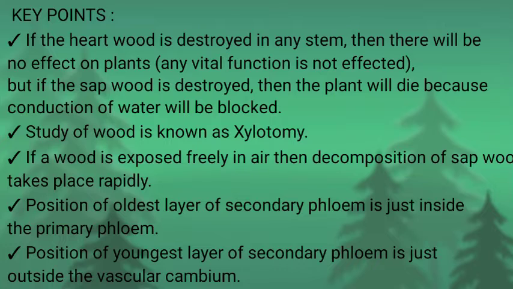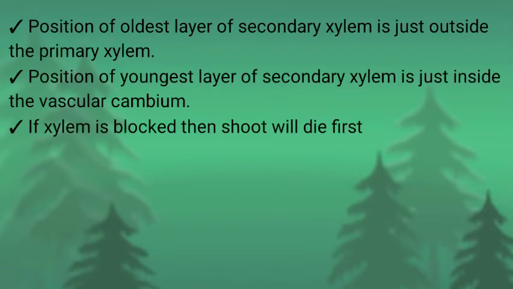The oldest secondary phloem is just inside the primary phloem. The youngest layer of secondary phloem is just outside the vascular cambium. The position of the oldest layer of secondary xylem is just outside the primary xylem. The position of the youngest layer of secondary xylem is just inside the vascular cambium.